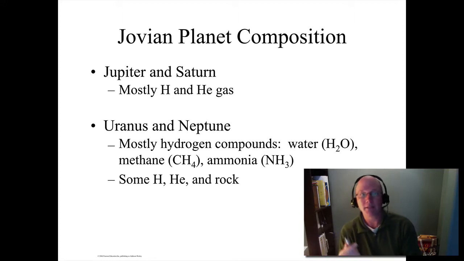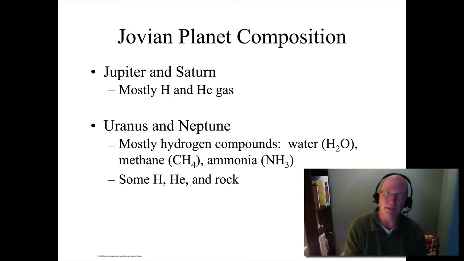For the most part, Jupiter and Saturn are hydrogen and helium, so they have more in common with stars than they do with planets like the Earth. They have mostly hydrogen and helium gas inside of them. And so you could almost think of Jupiter and Saturn as failed stars. If they were a little bit bigger, Jupiter in particular, if Jupiter was about 10 times to 100 times bigger, it would ignite into a star.